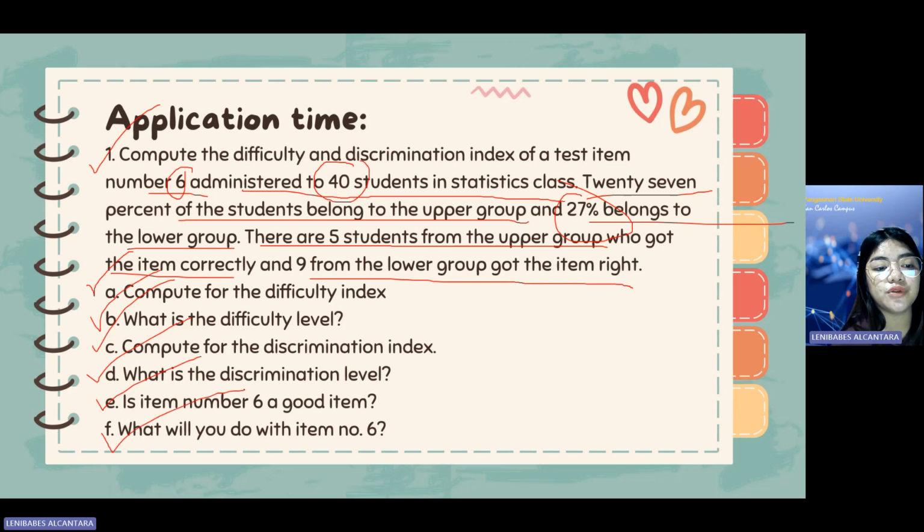And of course, what will you do with item number 6? Are you going to retain it, revise it, or improve it, or discard? Tanggalin mo na lang. Gawa ka ng ibang item mo. Okay? So that's it for this time. Please answer these ones so that you can actually cope up with those lessons or with those concepts that we tackled. Okay? In case you have questions, you can just ask me via PM or send me a message sa ating group chat.